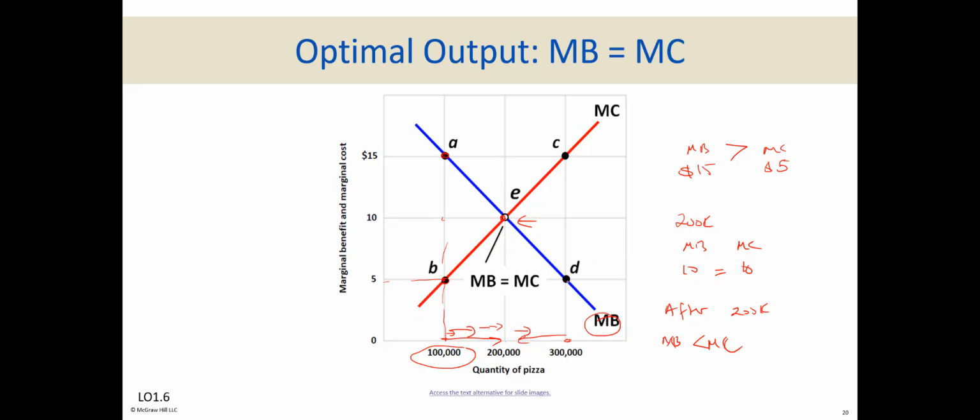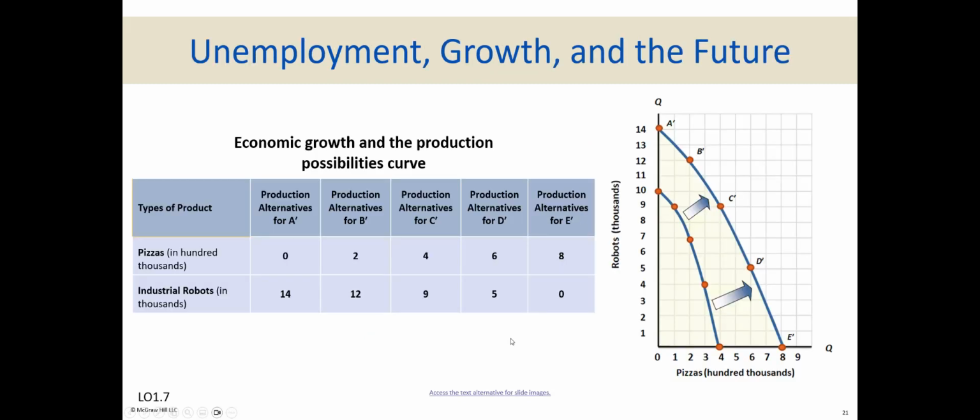Why? Because at point D you're gaining a marginal benefit of 5, but at point C the cost is 15. You're losing money every time you produce a pizza. So what is the optimal? The optimal point is when marginal benefit equals marginal cost. So the next thing we will talk about is economic growth and the future growth using the production possibility frontier.